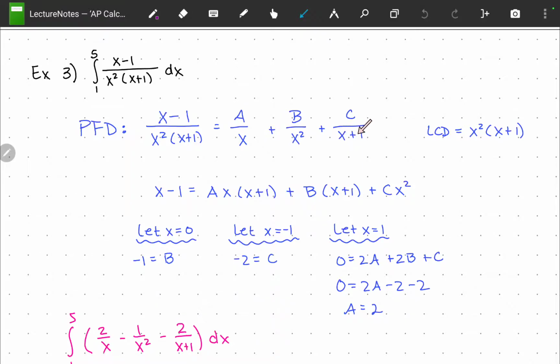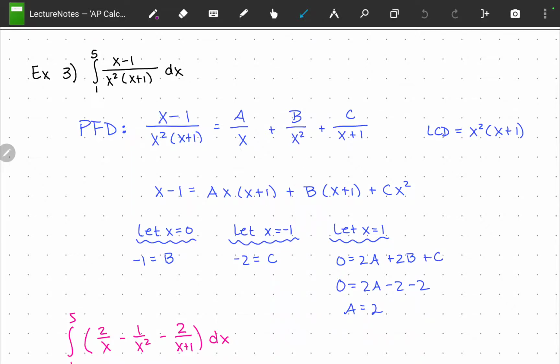Now I can use this denominator. Negative 1 will make that equal 0. Negative 1 minus 1 is negative 2. Negative 1 will make all of this equal 0. And then we just have c times 1. So now we know what c is.